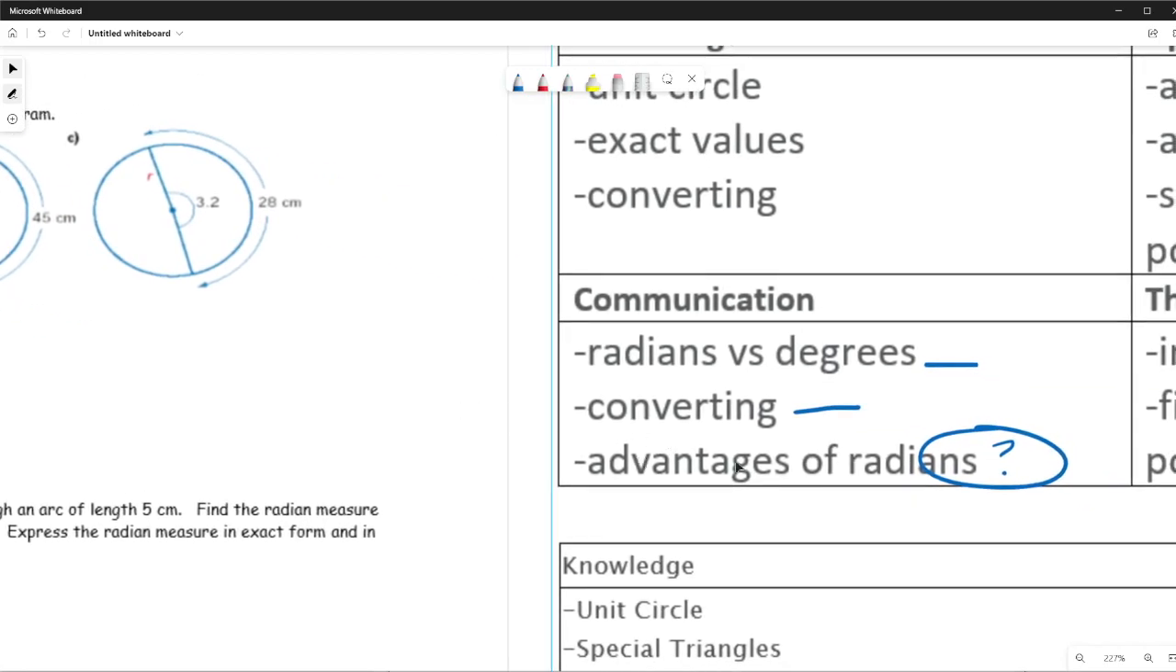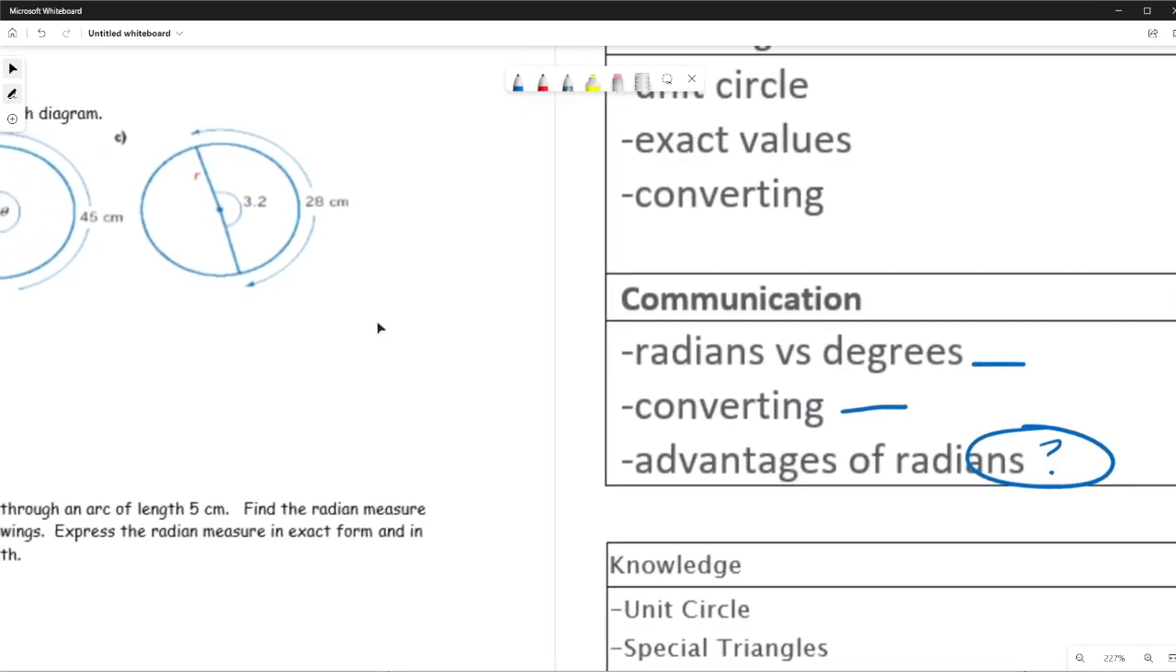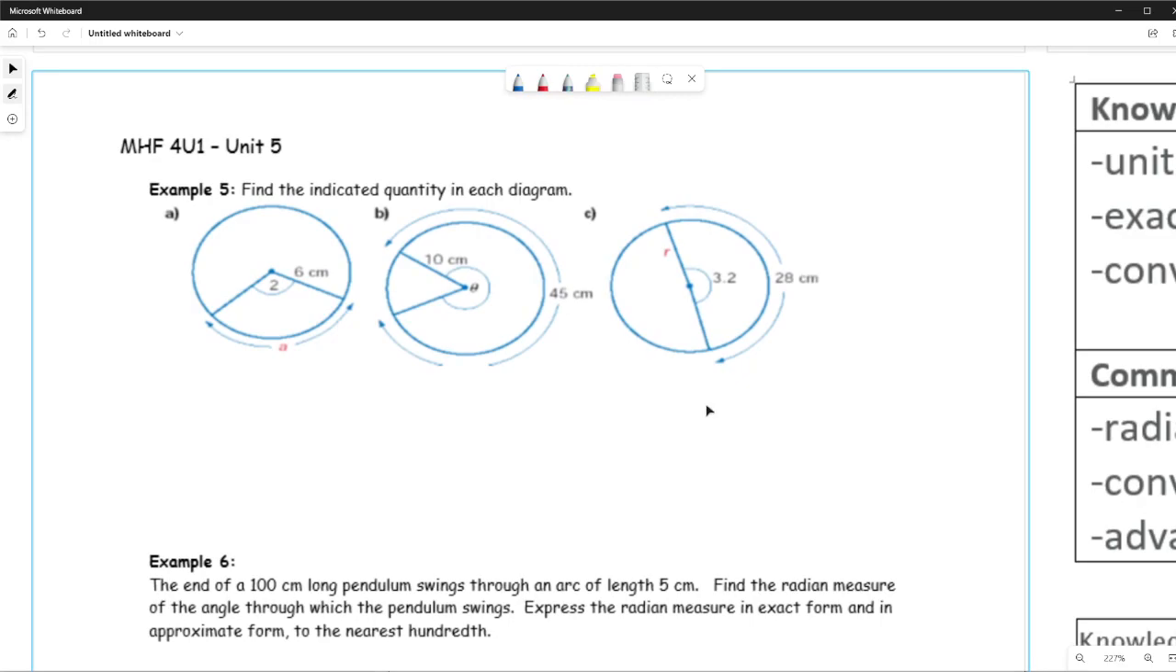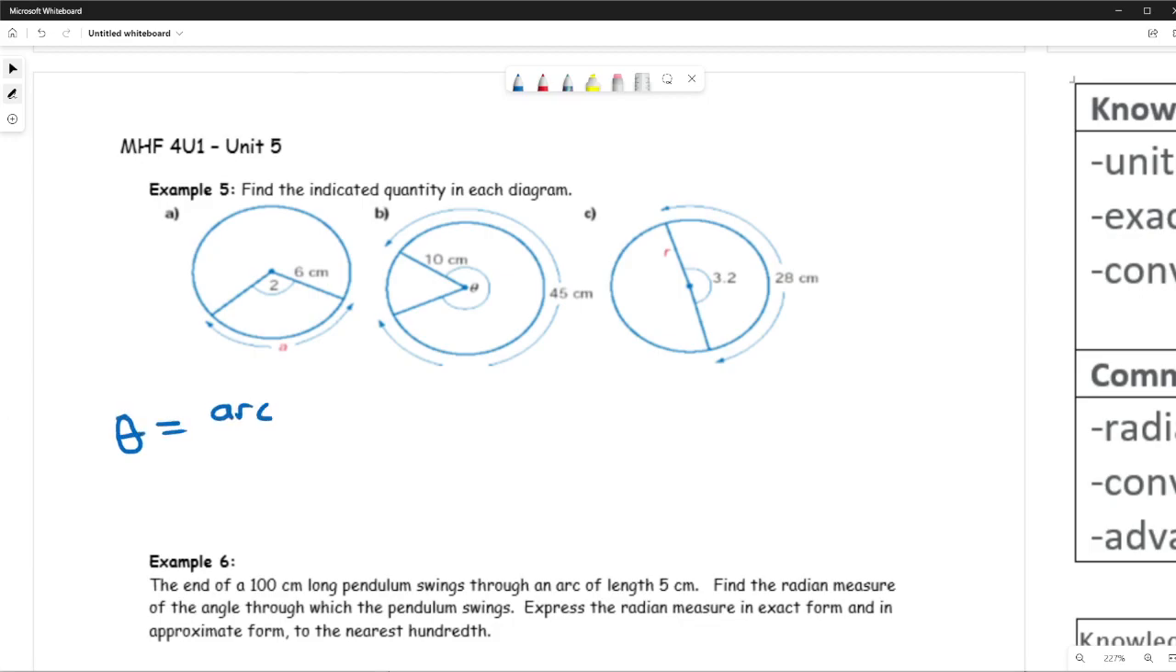The other really big advantage of radians comes in the rate of change, and I will do a demonstration for that at the end, just to give you a brief idea. In the meantime, let's take a look at how radians really shine in terms of connecting an arc, which is a length around the circle, to an angle. So remember, the only formula you need is theta equals arc over radius, and that's the definition of the angle.